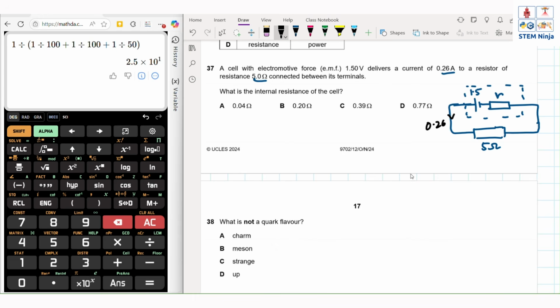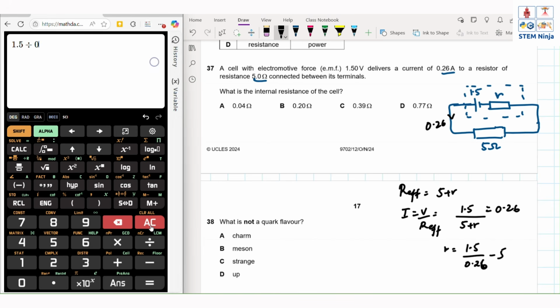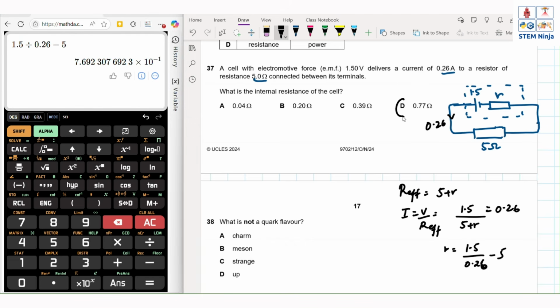So the net resistance over here is simply 5 plus r. So I is equal to V over R effective, basically. So V is 1.5 divided by 5 plus r, and that is equal to 0.26. So r can be found from 1.5 divided by 0.26 minus 5, and that is 0.769, and that is going to be the D part.